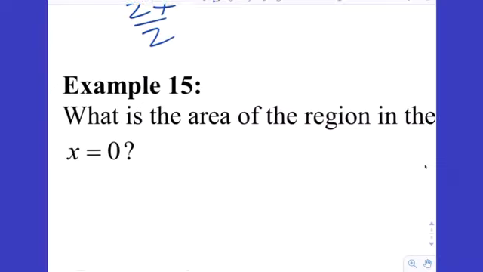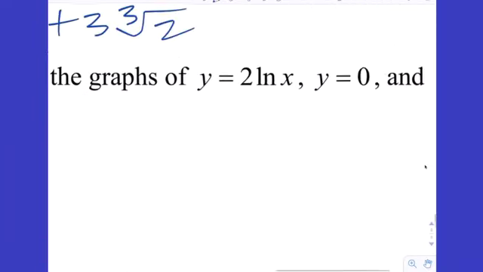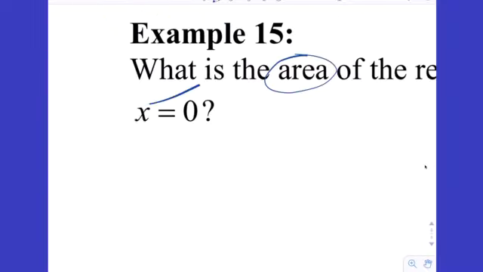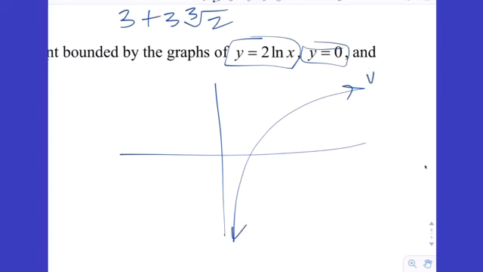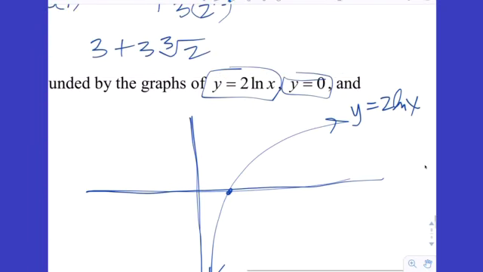What is the area of the region in the 4th quadrant bounded by the graphs of that, and that? Okay. So step 1, let's graph it. 2 natural log of x. That looks like this, right? It just takes your parent function, natural log of x, and vertically stretches it by a factor of 2. It still passes through the point (1, 0). Excellent. So y equals 0, that is the x-axis, and x equals 0. And now it's in the fourth quadrant. So it's this.